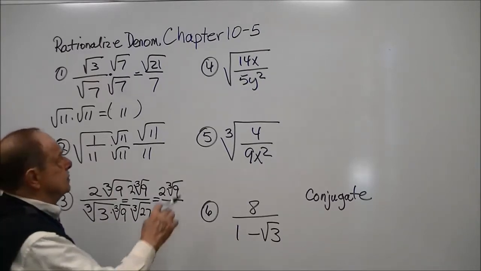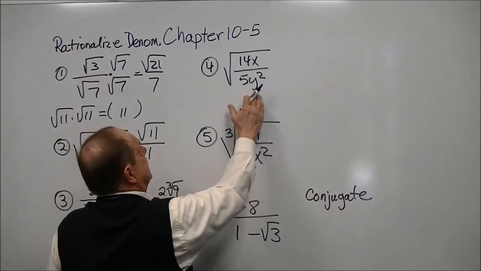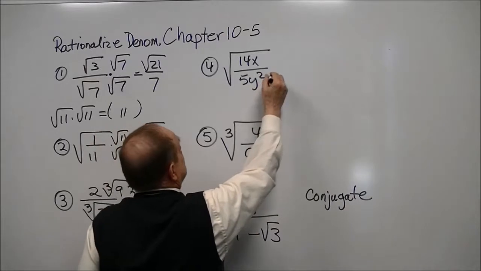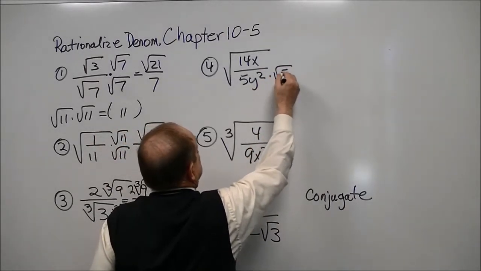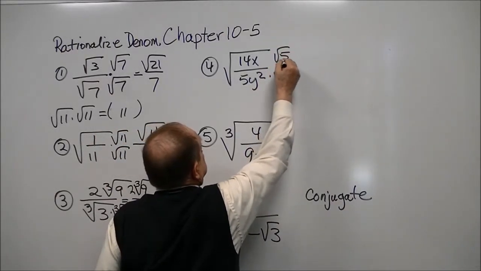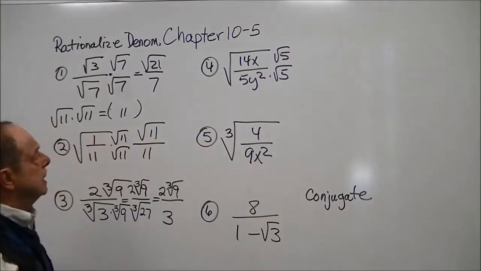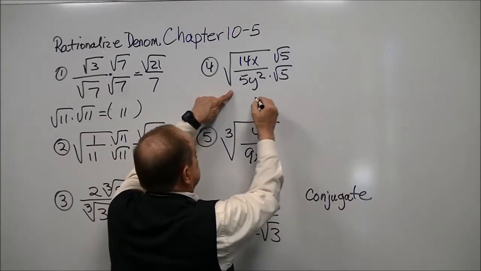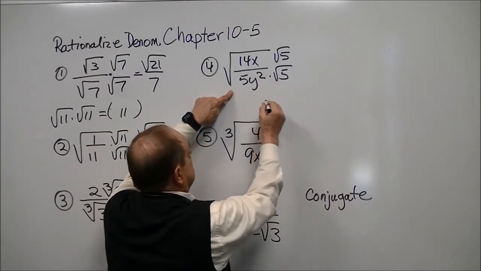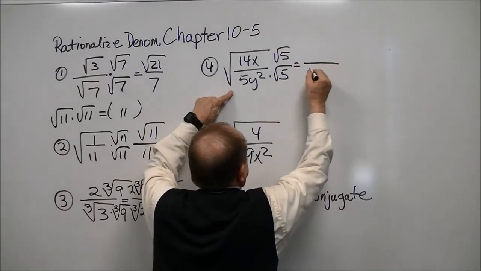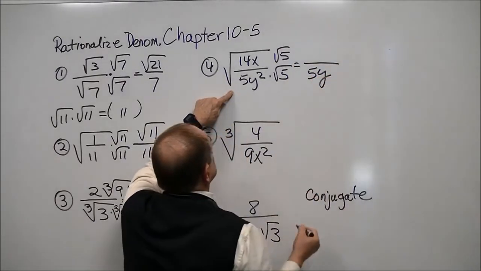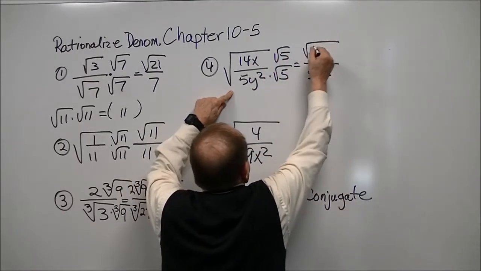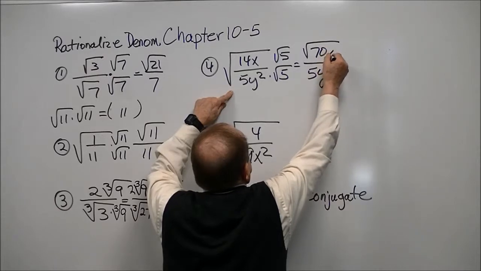Okay, going on to this one. Now notice y is already a perfect square. So we're going to multiply that by the square root of 5. And this by the square root of 5. So this then becomes the square root of 25, y squared, which becomes 5y. And my numerator is, I believe, square root of 70x.